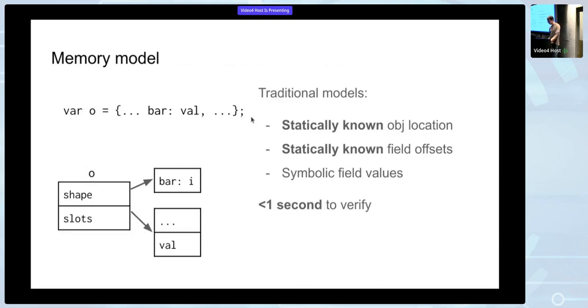Similarly with our field offsets, in general, we have a problem where we don't really know where these field offsets are going to be pointing to. But we're able to take advantage of the problem structure again with the specific guard instructions. I won't go into the details of which, but we're able to make this static as well. And now the only thing that we have is these symbolic field values, which makes the verification take less than a second.